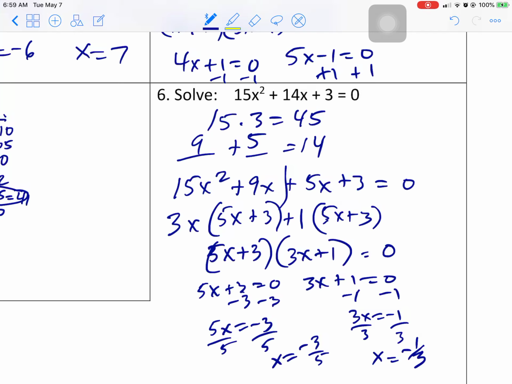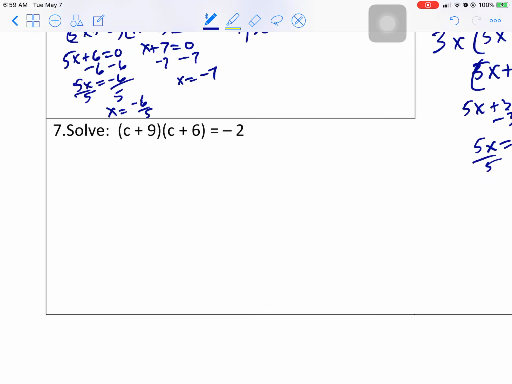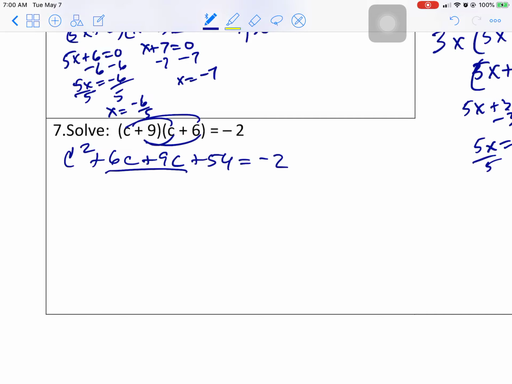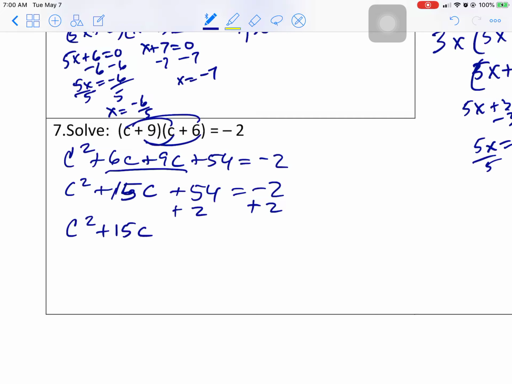That's the 3. Okay, and last one. Oh, this one has factors on one side, but it doesn't equal 0, so it has to be foiled. Combine like terms. Move the 2. And guess and check.